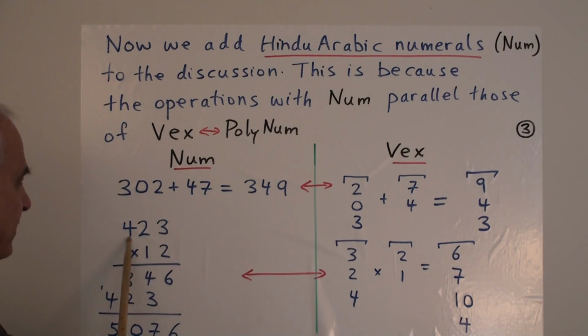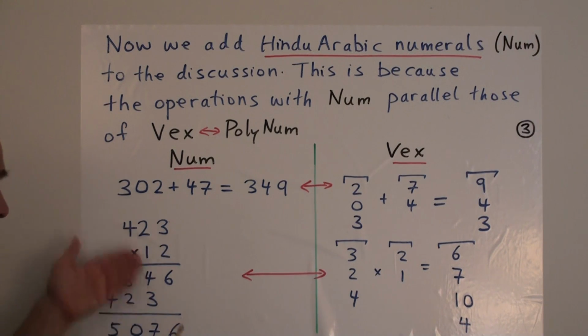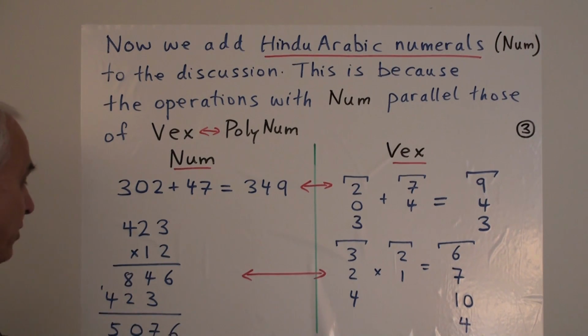Multiplication, if we have, say, 423 times 12, here's the familiar way of multiplying these numbers. 2 times 3 is 6, 2 times 2 is 4, 2 times 4 is 8, 1 times 3 is 3, 1 times 2 is 2, and 1 times 4 is 4. And then we have to add them appropriately, 6, 7, 10 with a carry, and 5.